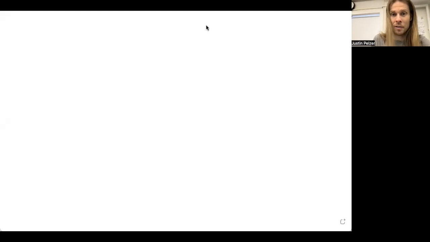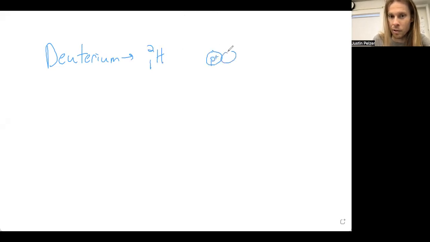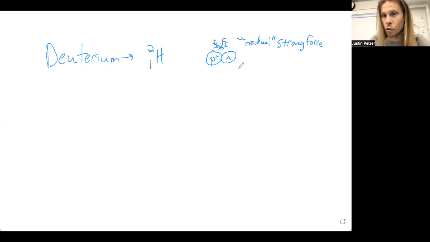So first, a little reminder that deuterium is sometimes called heavy hydrogen. What is it? Well, it's a proton attached to a neutron by the strong force. I should say the strong nuclear force, or the residual strong force. The strong nuclear force is holding the two nucleons together.